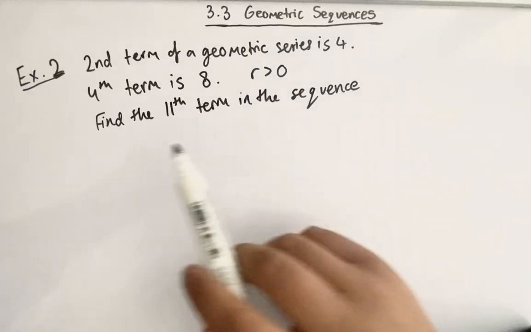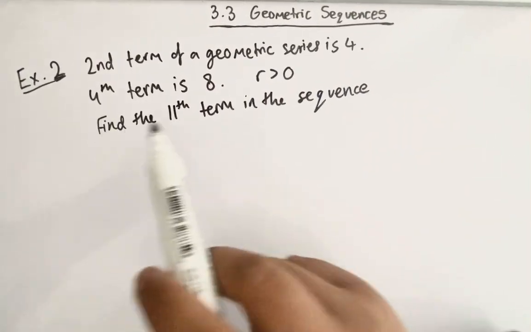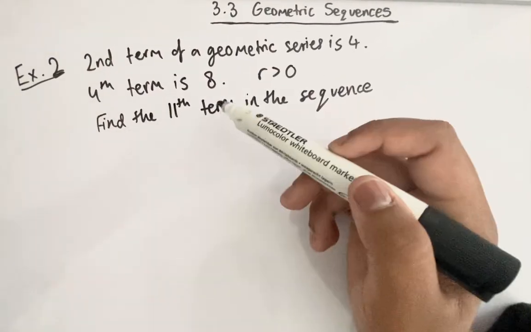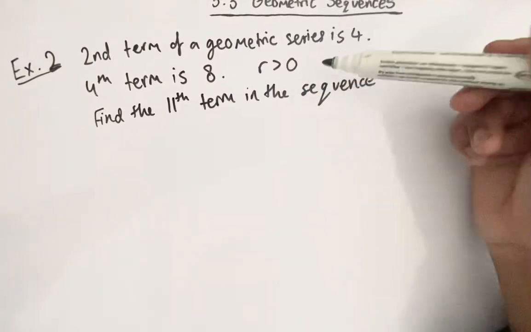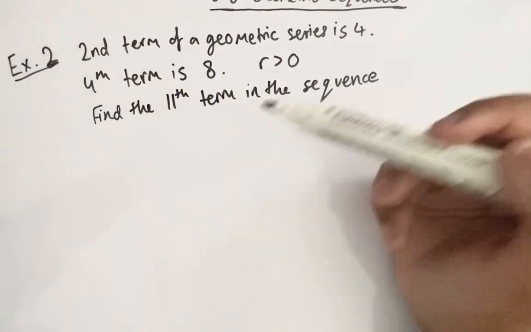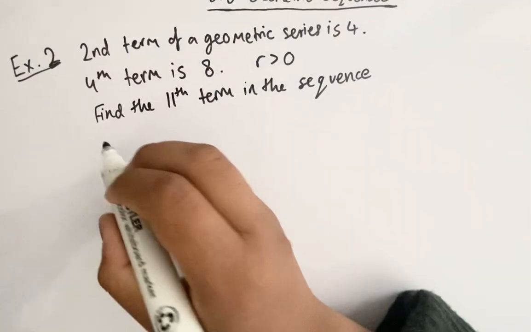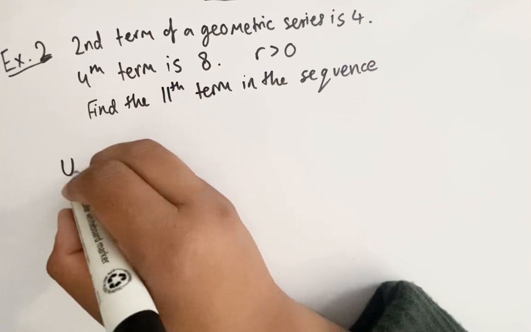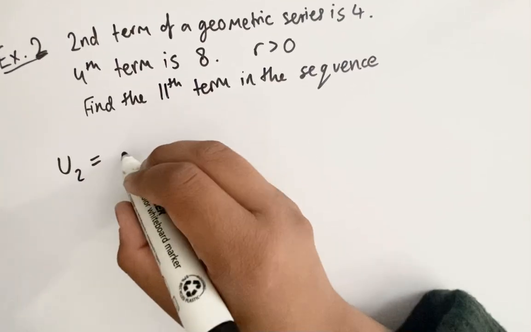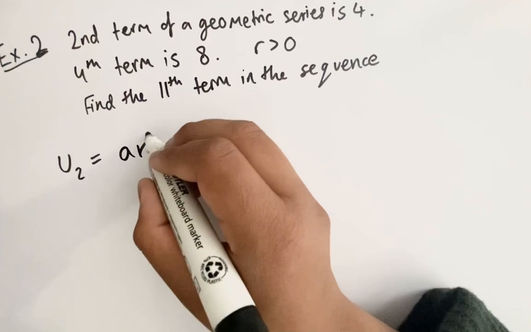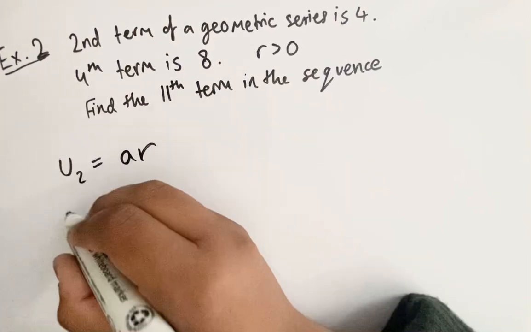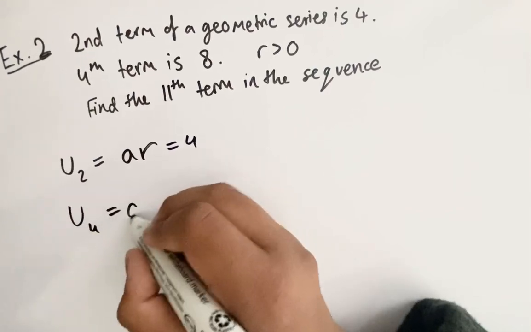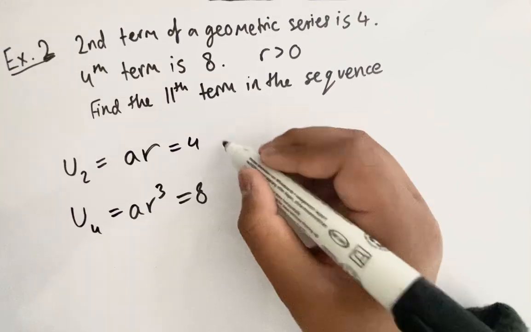Let's do another example. We're given that the second term of a geometric sequence is 4, and the fourth term is 8. We're given that the common ratio is bigger than 0. Let's find the 11th term in the sequence. So, the second term using the formula, u2 is equal to AR to the 2 minus 1, which is just 1, and that's equal to 4. u4 would be AR cubed, which is equal to 8.